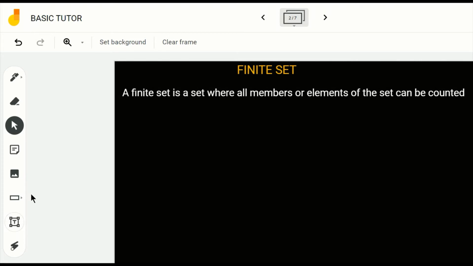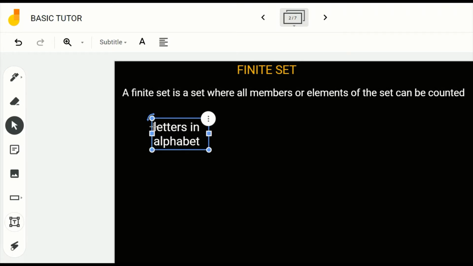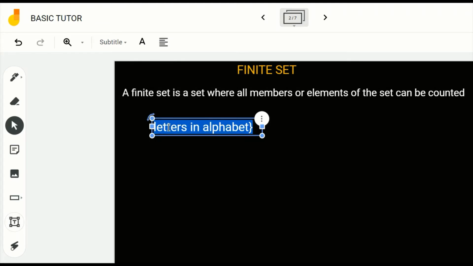Our very first example is letters in the alphabet. Example 1 is letters in the alphabet. Now, letters in the alphabet can be counted. All right, we can count the letters in the alphabet. So this is a finite set. As long as you can count the members in the set, it is a finite set. So letters in the alphabet is a finite set.